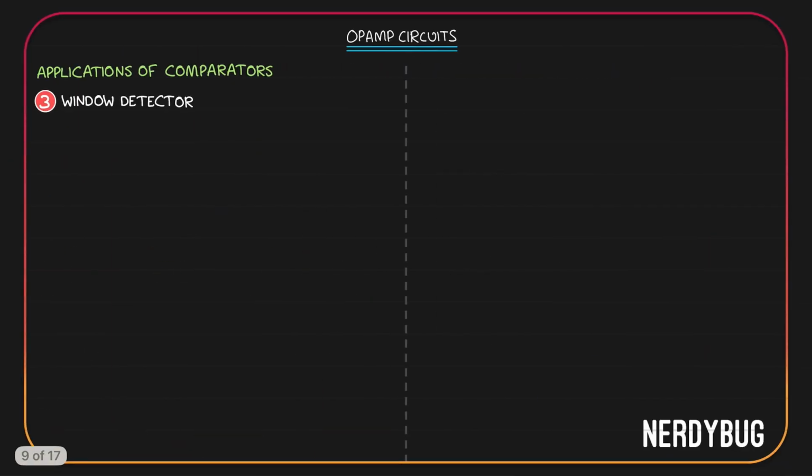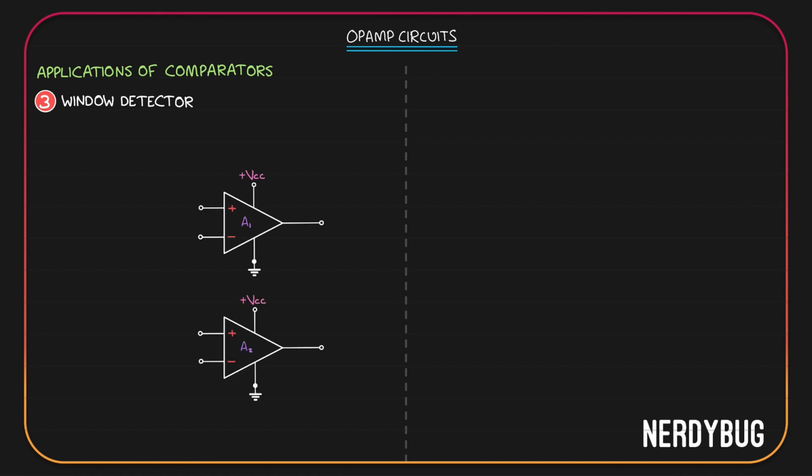Let us now make a window detector. A window detector detects whether a signal is between two values. For that, we need two op-amps, A1 and A2. For A1, we'll give the input at the inverting terminal. For A2, we'll give it at the non-inverting terminal. We basically only have one input signal, so we can show it like this.